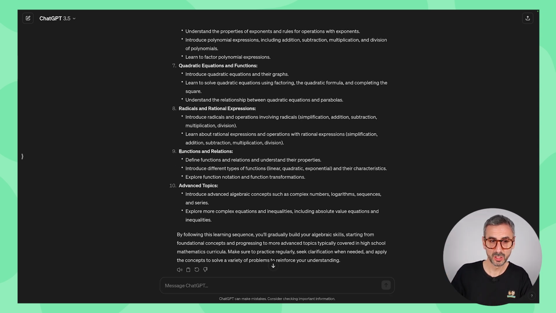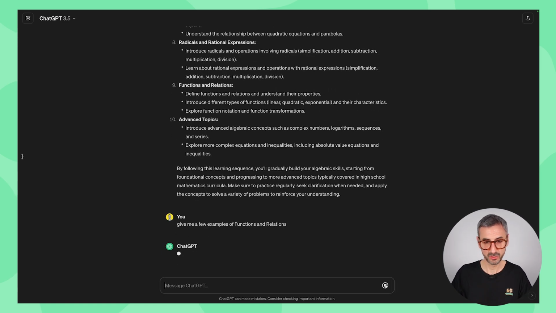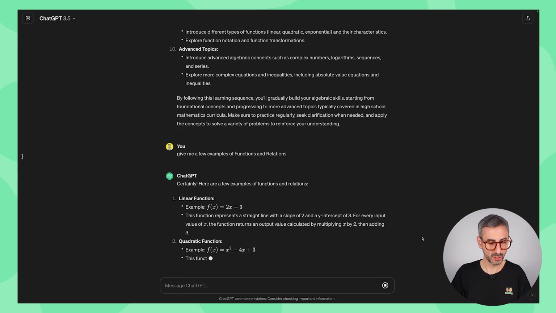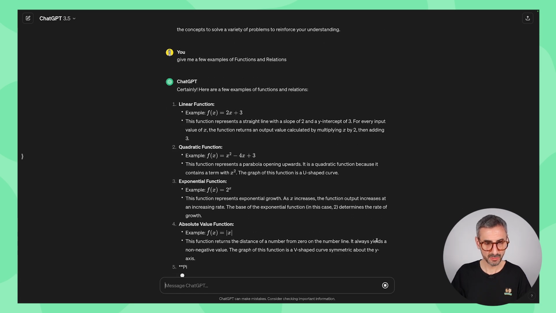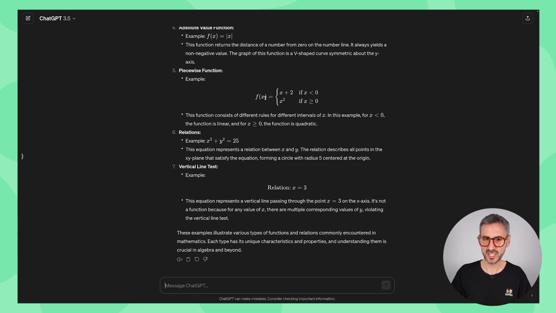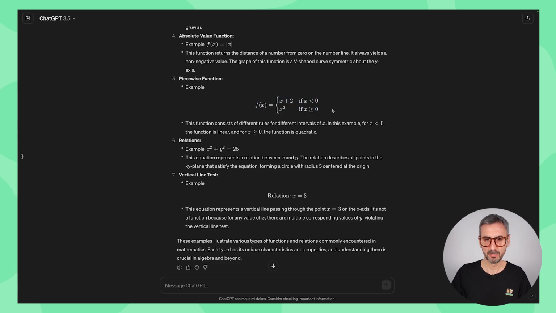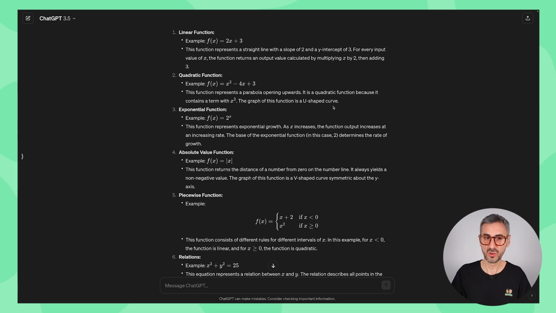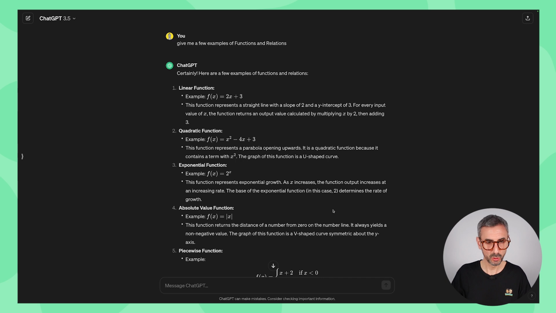So if you do need some examples, for example, of functions and relations, you could prompt something like this: give me a few examples of functions and relations. Let's do this. Let's see what it is about. Okay, linear functions, quadratic function, exponential function, a bunch of different functions here. And you see ChatGPT is pretty good at writing mathematical characters. So formulas and all that stuff here looks pretty good. I wish I understood what I was reading, but I don't.